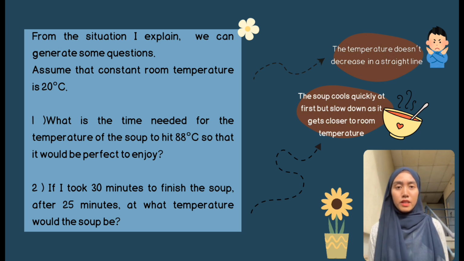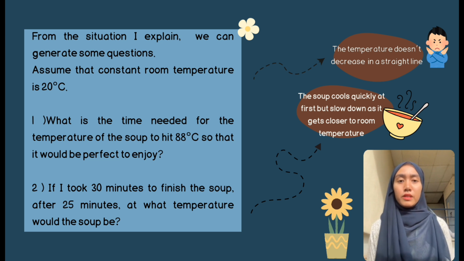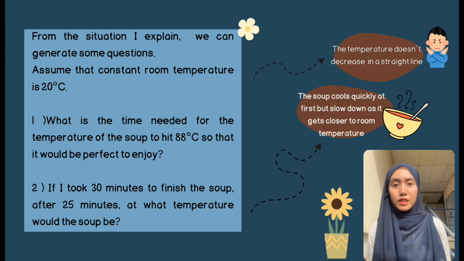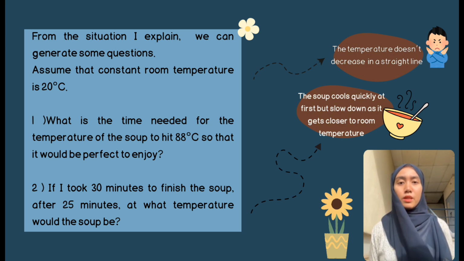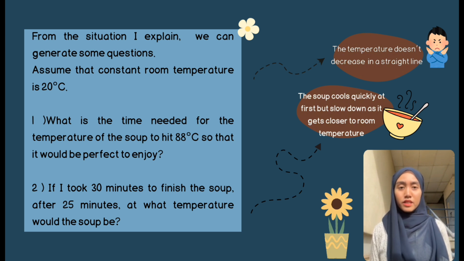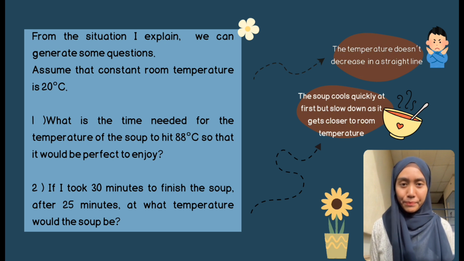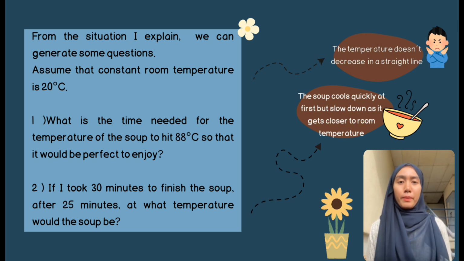In this problem, I investigate how this law helps me predict the temperature of the soup at any given time. The equation allows us to determine the time needed for the soup to reach a certain temperature, like 88 Celsius, and also helps us estimate what the temperature will be at any point during the cooling process, like after 25 minutes. So this problem demonstrates how we can apply mathematical principles to model real-world situations, such as the cooling of hot liquids, and use these models to make predictions about when and at what temperature the soup will be ready to enjoy.